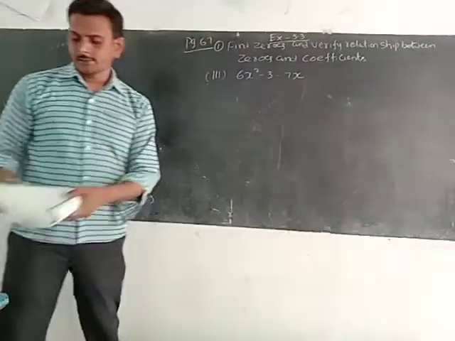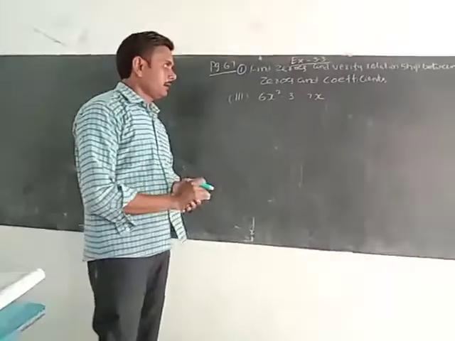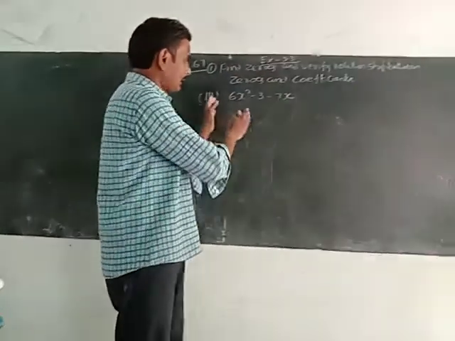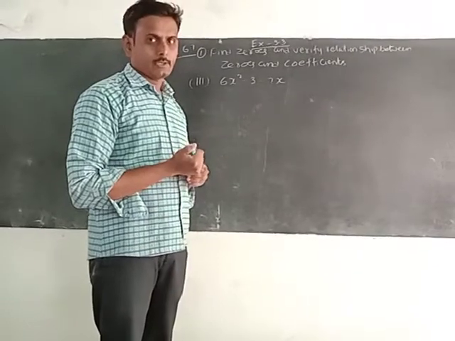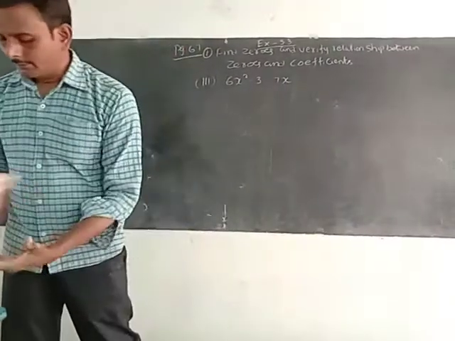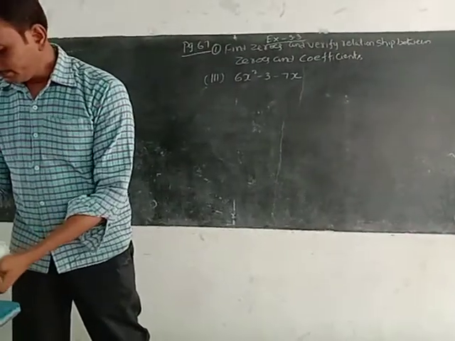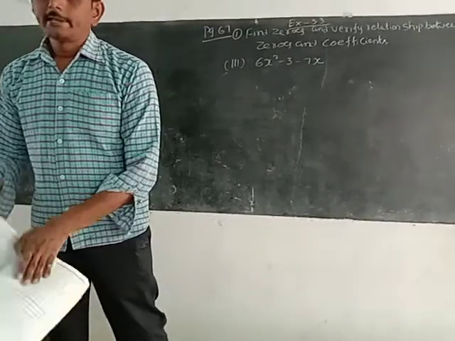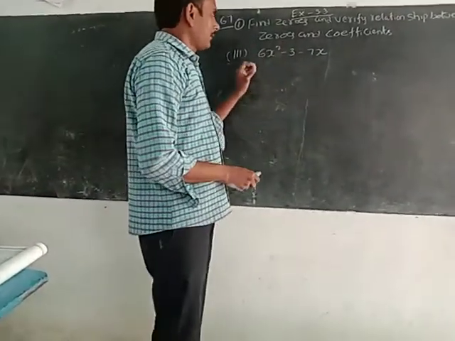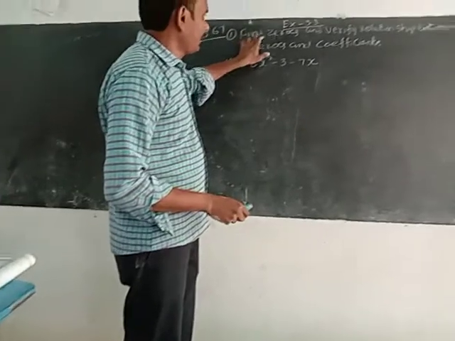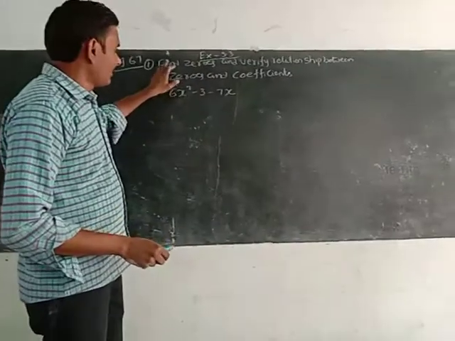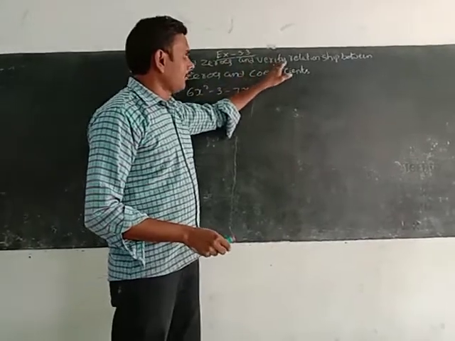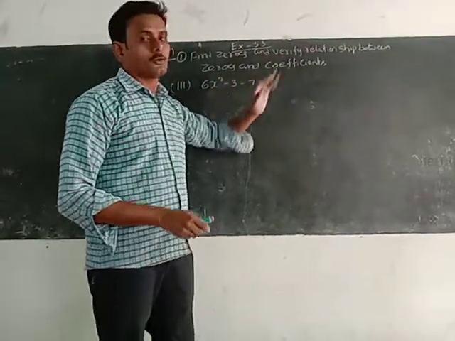In page number 67, exercise 3.3, this model we discussed, but they changed the order a little bit. In examples we will discuss this one. Example 3 model question only, but what is the question? Page number 67, exercise 3.3, first question: find zeros and verify the relationship between the zeros and coefficients.